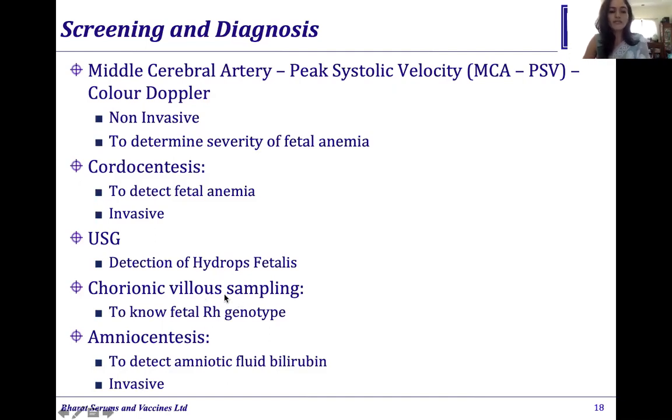So chorion sampling, this is what we were talking about for the fetal Rh genotype, which this non-invasive test has also been made redundant by looking at fetal DNA, fetal RBCs, I'm sorry, in the maternal peripheral circulation. So amniocentesis, this is of historical significance, being mentioned here to detect the amniotic fluid bilirubin, invasive, brought forth by Liley, and we do not do this anymore, only for detection of how much the fetus has been affected. We don't do this anymore.